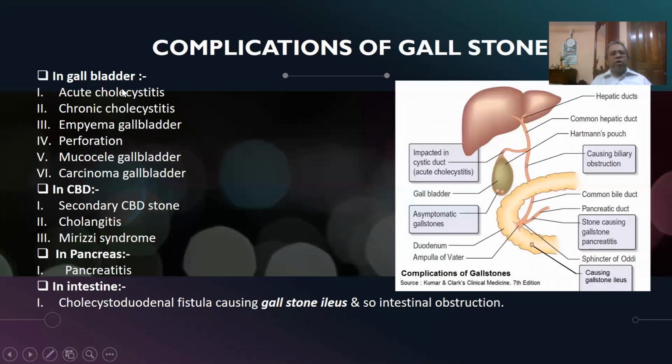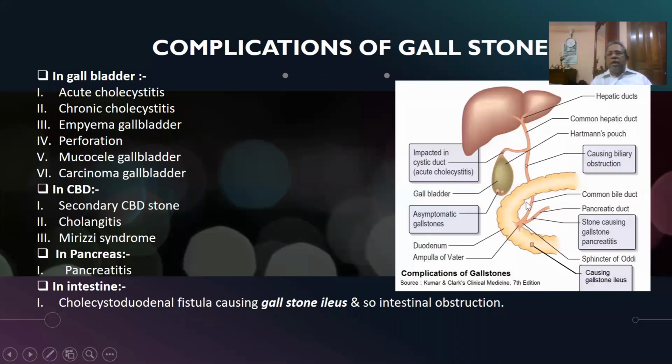So the effects are acute cholecystitis, chronic cholecystitis, empyema of the gallbladder, perforation of the gallbladder, mucocele of the gallbladder, and carcinoma of the gallbladder. If you understand the effects, you can easily memorize. Otherwise, if you don't understand, you can miss some effects of the gallbladder. So these are the effects over the gallbladder.